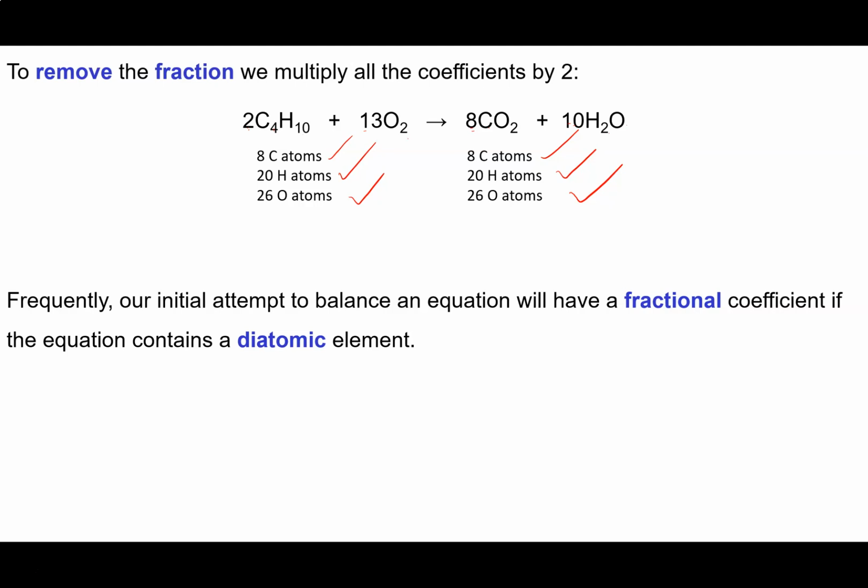So it's often seen that we'll end up with a fractional coefficient when we first try and balance when we have one of these diatomic elements present. So that's what happened here, right? We had O2, so we ended up with an odd number of oxygen atoms on our right hand side from our initial attempt of balancing, and that led to us needing a fractional coefficient on the left, and so we had to multiply through at the end to remove that fractional coefficient.